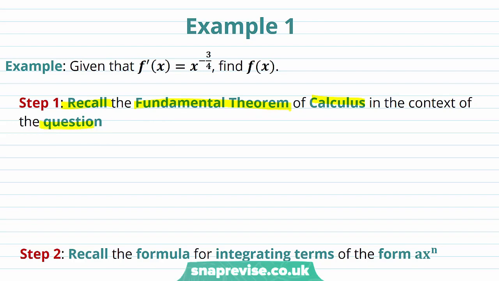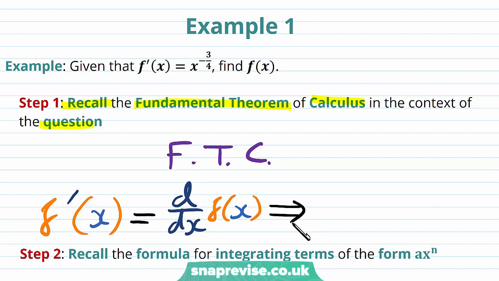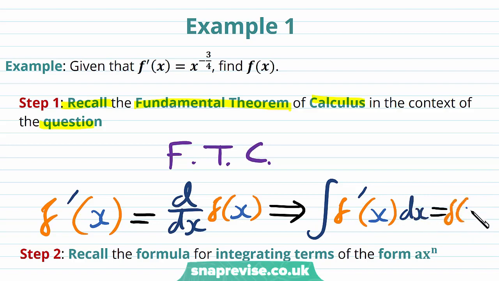The fundamental theorem of calculus, which I'll abbreviate as FTC: if it's the case that f prime of x can be written in the form d by dx of f of x for some function f of x, then this is the same as saying the integral of f prime of x is equal to f of x, and this gives us a method of obtaining our f of x. Of course, we also have this plus c for the constant of integration as well.